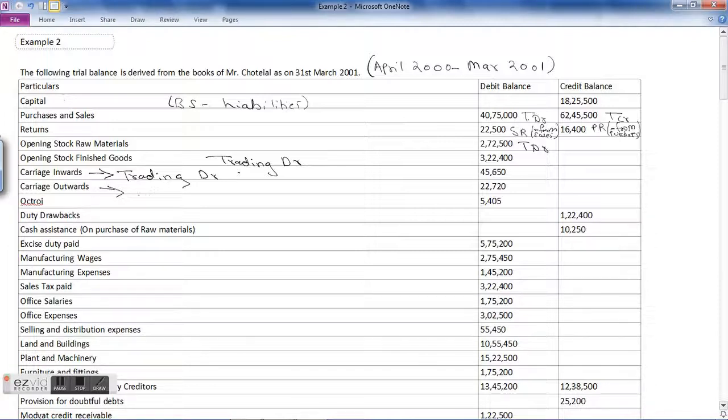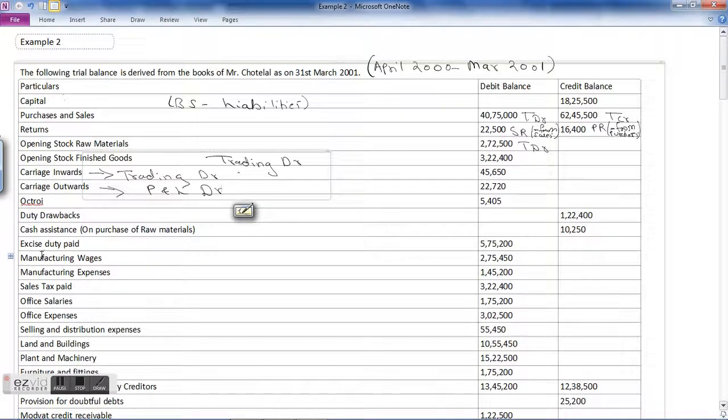So carriage outwards is an expense which is incurred for carriage taken outside, that is for sale of goods. So it will be profit and loss account debit side. Okay, so both are expenses. Now it depends on the nature of expenses. When the expense is incurred for the purchase of goods and when it is part of goods sold, then it will be in trading account debit, otherwise it will be in profit and loss account debit side.